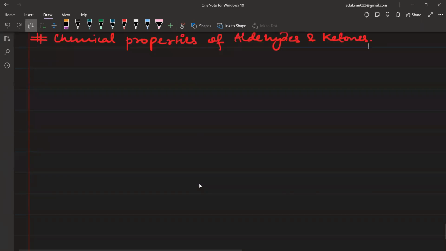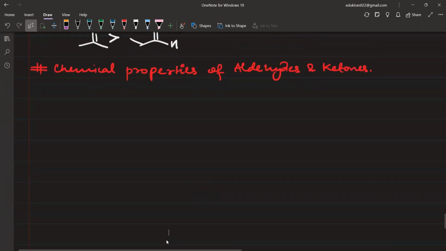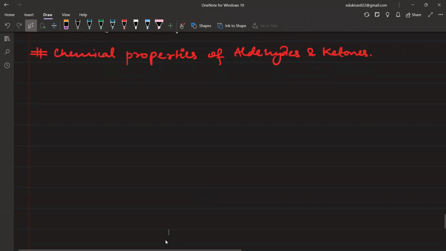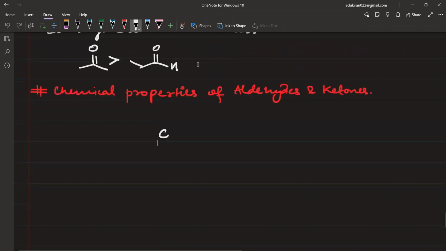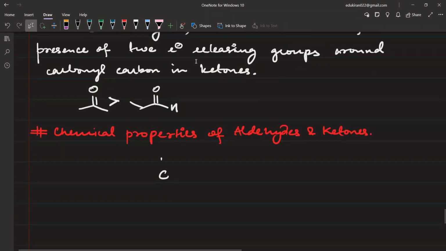Now, both aldehydes and ketones will undergo some very characteristic reactions due to the presence of the carbonyl. Since you have C double bond O, this C double bond O is going to be delta positive, and this is going to be delta negative. If it is delta positive, what is it?